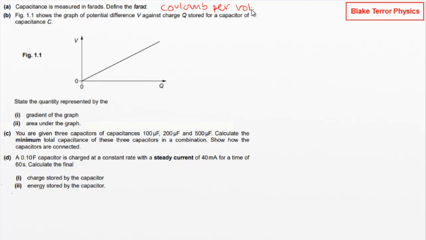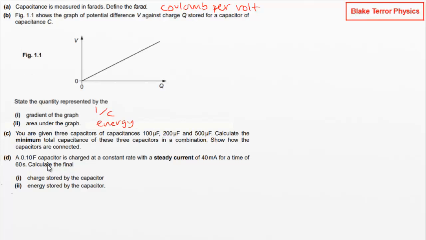Figure 1.1 shows the graph of potential difference against charge Q stored for a capacitor of capacitance C. State the quantity represented by the gradient of the graph. So gradient V over Q, so that's 1 over the capacitance. Then area under the graph, so a half QV, that is equal to energy.